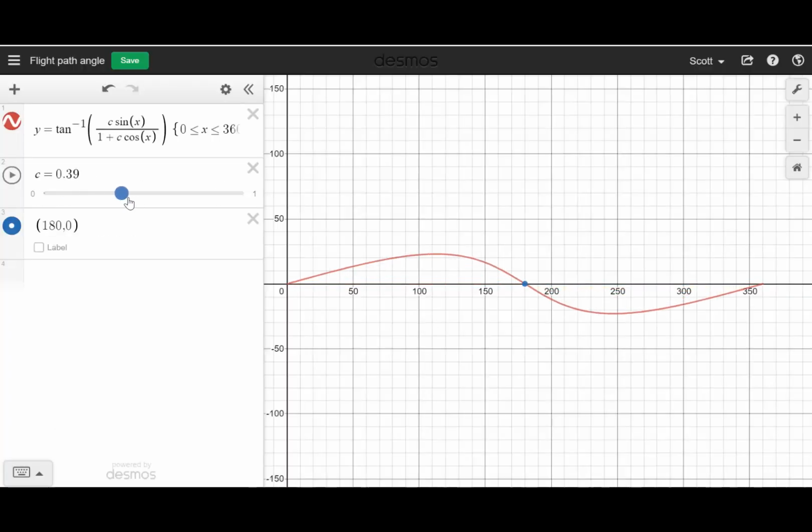And as the eccentricity increases, that flight path angle changes. It's another interesting topic to think about, but I've probably gone on long enough with this. So let's get back to what I was doing.